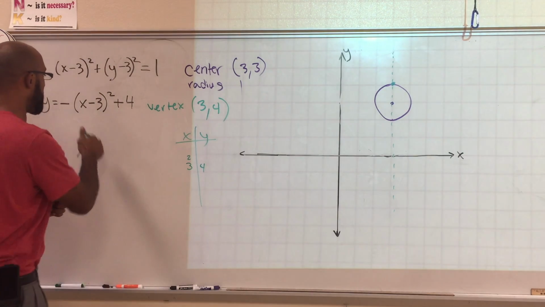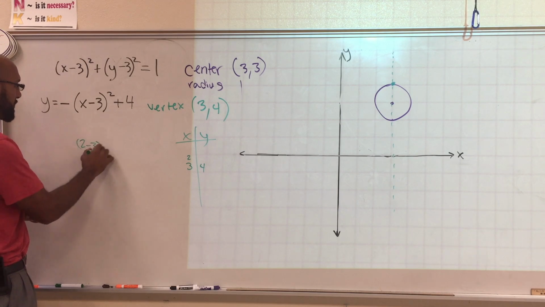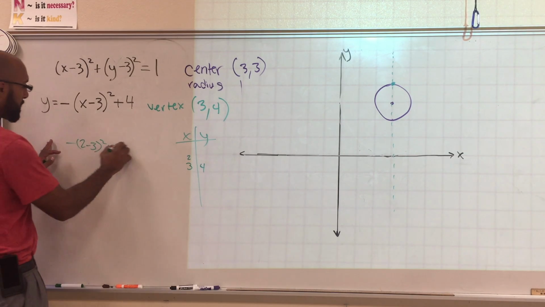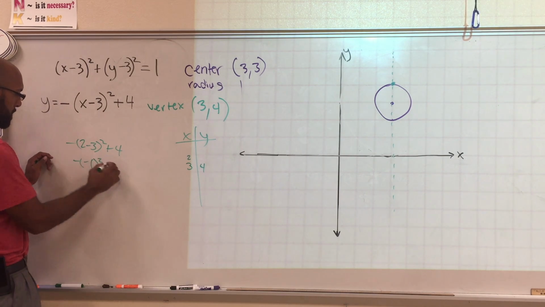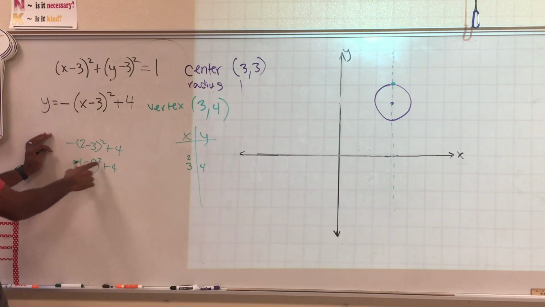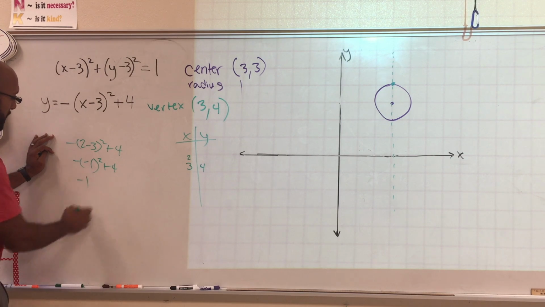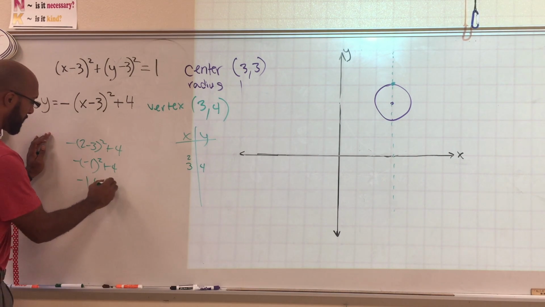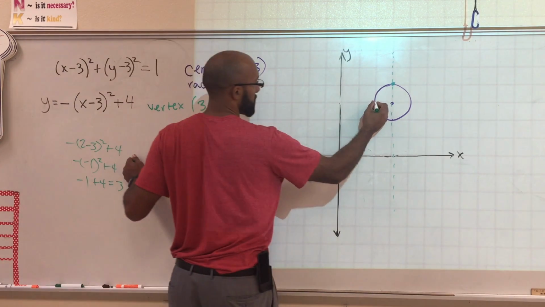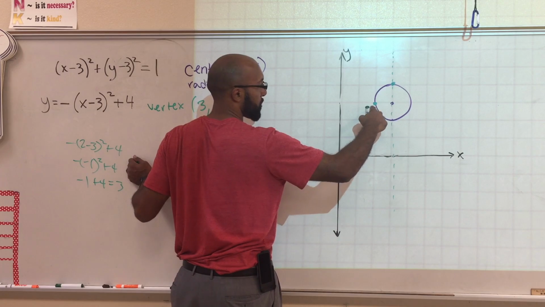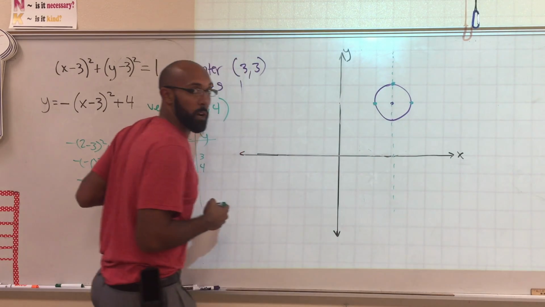If I plug in 2 here, I get 2 minus 3. Remember, negative out here. 2 minus 3 is minus 1. Then minus 1 squared, but there's still a negative out here, so it's still minus 1. Plus 4 is 3. So that's 3. So 2 and 3. But I know if that's a point, with a parabola, that's a point as well.